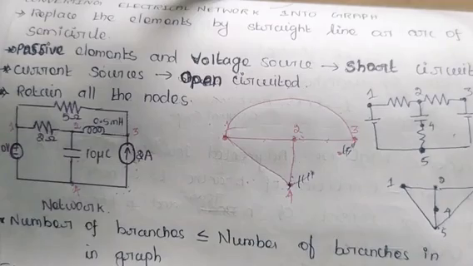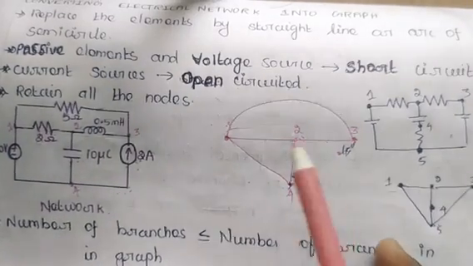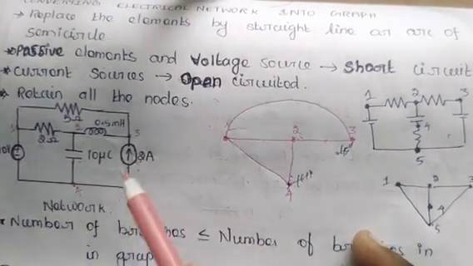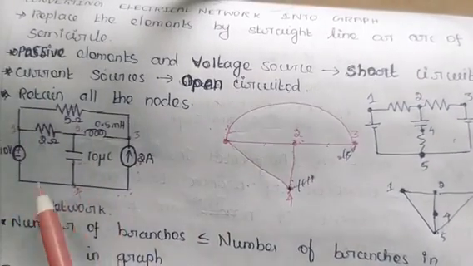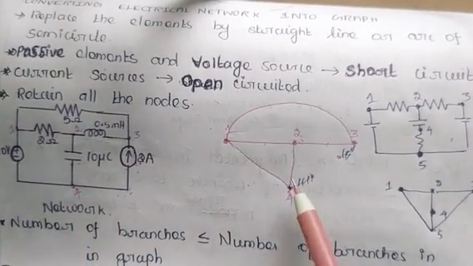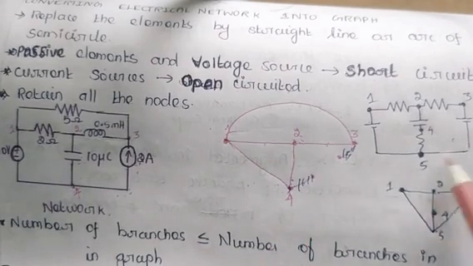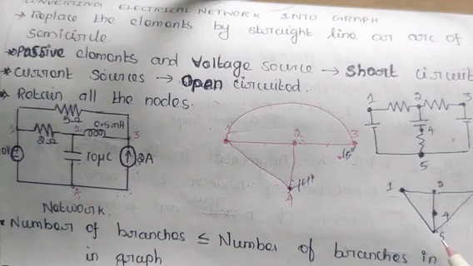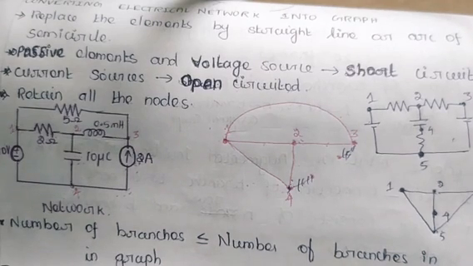The number of branches in the graph will be less than or equal to the number of branches in the original network. In the first network, there were 6 branches, and its corresponding graph consists of only 5 branches. And the second network consists of totally 6 branches, and its graph consists of again 6 branches. So it is to be remembered that the nodes will always be equal in the graph and its corresponding original network, but the branches in the graph will be less than or equal to the number of branches in the electrical network.